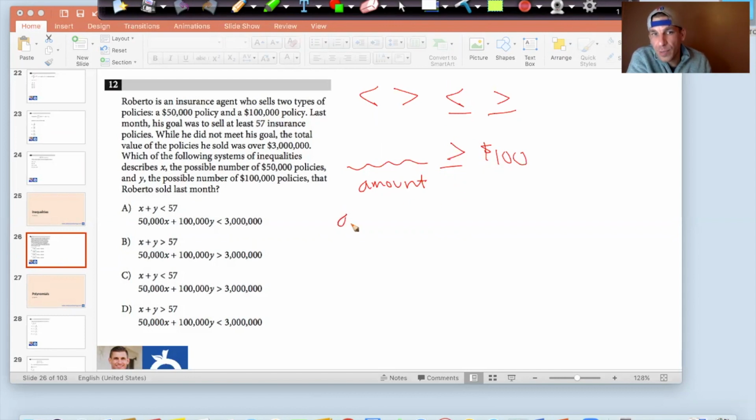The words you want to pay attention to, though, the words they like to sneak in on the SAT are at least, and some greater than and less than, obviously. At least is a big one.